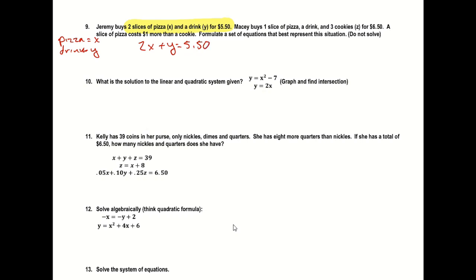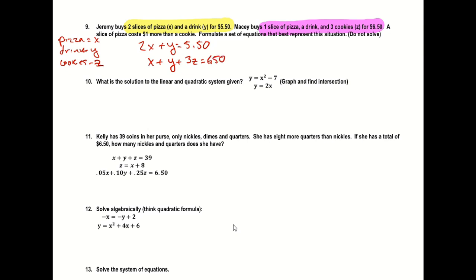Now we have Macy, who buys 1 slice of pizza, a drink, and 3 cookies, Z. So we've got another variable, cookies, Z, for $6.50. So we have 1 slice of pizza, X, 1 drink, Y, 3 cookies, Z, and this equals $6.50.